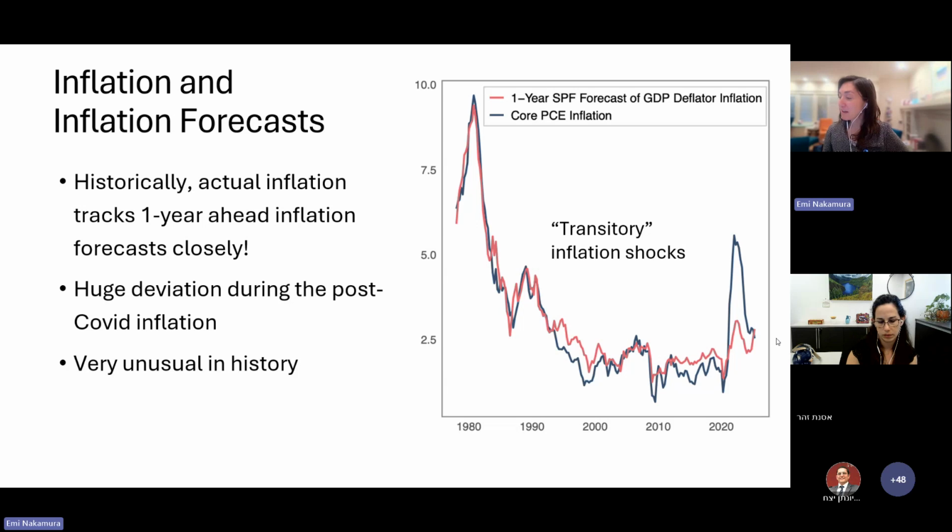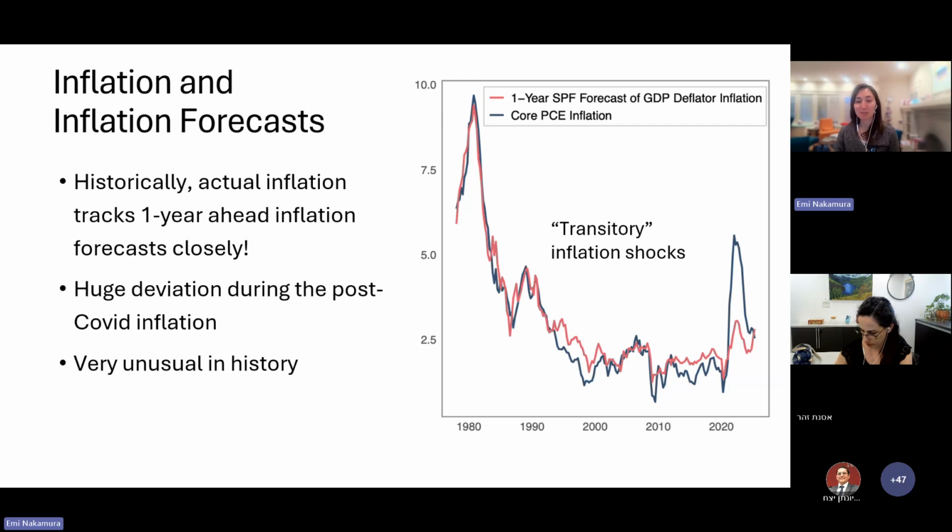But during COVID, the inflation surge, for the first time, you see this massive gap that opened up between the two. So in other words, professional forecasters during COVID, basically for the first time, thought that even though inflation was over 5 percentage points, it would go back to something like 2% within a year. So they thought that inflation would be very transitory. And this was, as you see, very unusual in US history, but clearly was an important part of why the Fed responded the way it did.